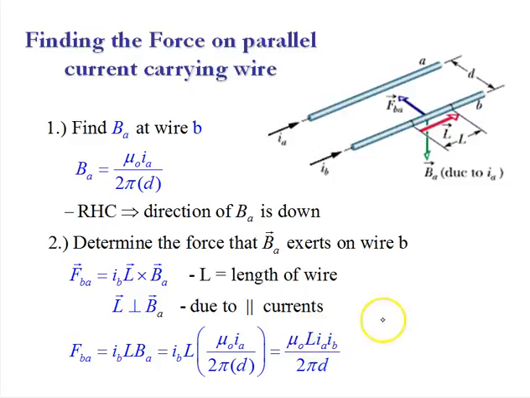And we have L. So sometimes we'll write F_BA over L is just equal to mu naught I_A I_B over 2 pi d, where we look at the force per unit length on the wire. Again, our direction of that force we also find with the right-hand curl, where we curl our I, again in the direction of B, we find this force pointing towards.